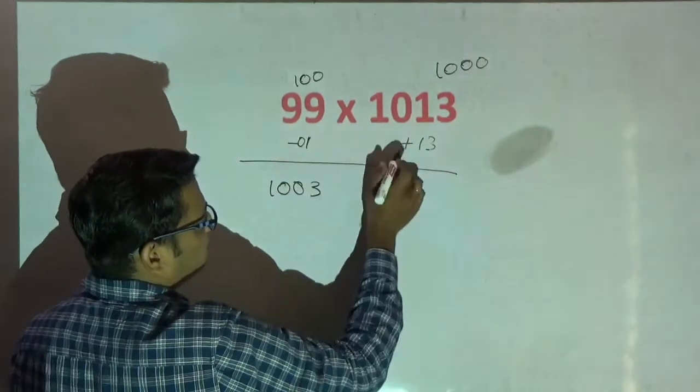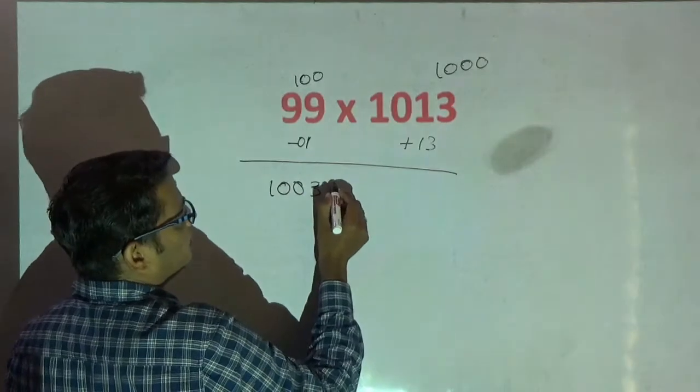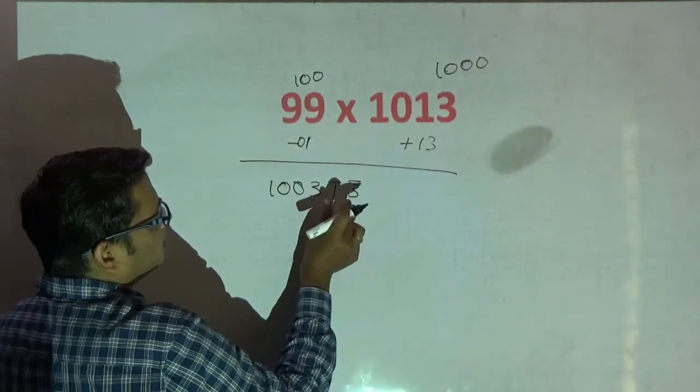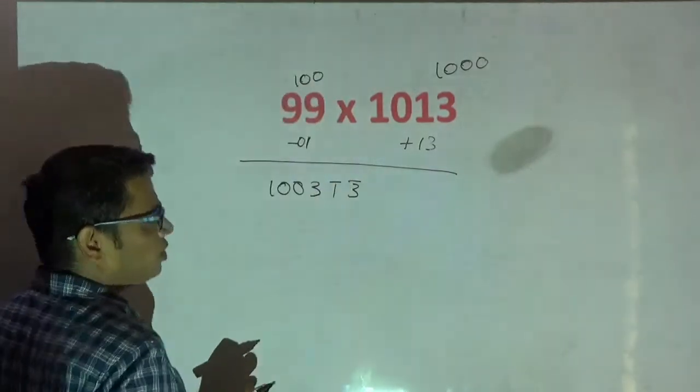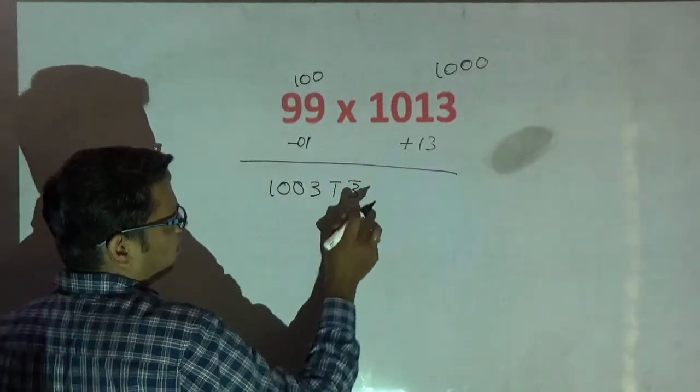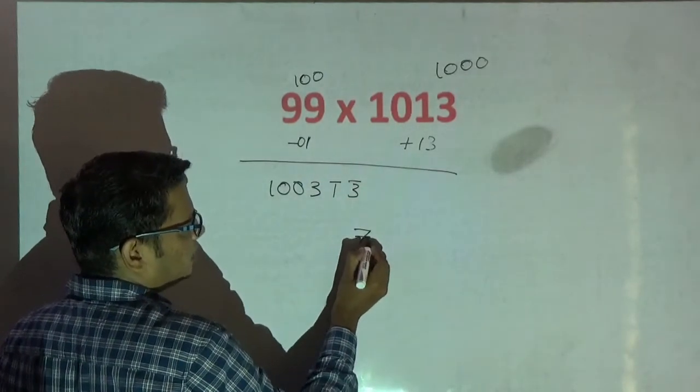13, but plus into minus is minus. Minus 13, how will we write? 1 bar 3 bar. 13 is 3, two digits, and 100 also got two digits. Now I need to convert this. 3 bar is what? 7. Okay, but how did I get 7?